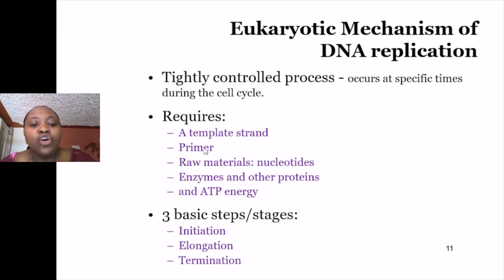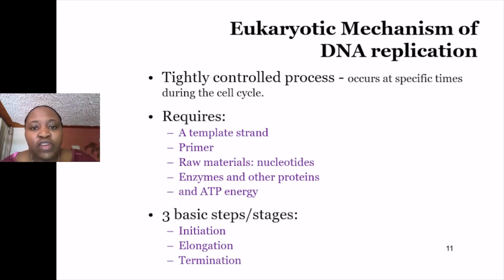Then we have what we call primers. We also need raw materials such as nucleotides. We require enzymes and other proteins, and it's a process that requires ATP energy. There are three basic stages or steps of replication: initiation, elongation, and termination.